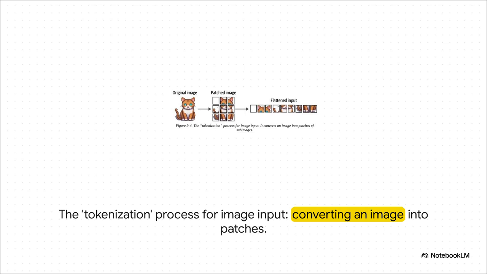An AI, specifically a vision transformer, or ViT for short, literally takes an image and just slices it into a grid of smaller pieces, or patches. You can think of each one of these little patches as a single image word.